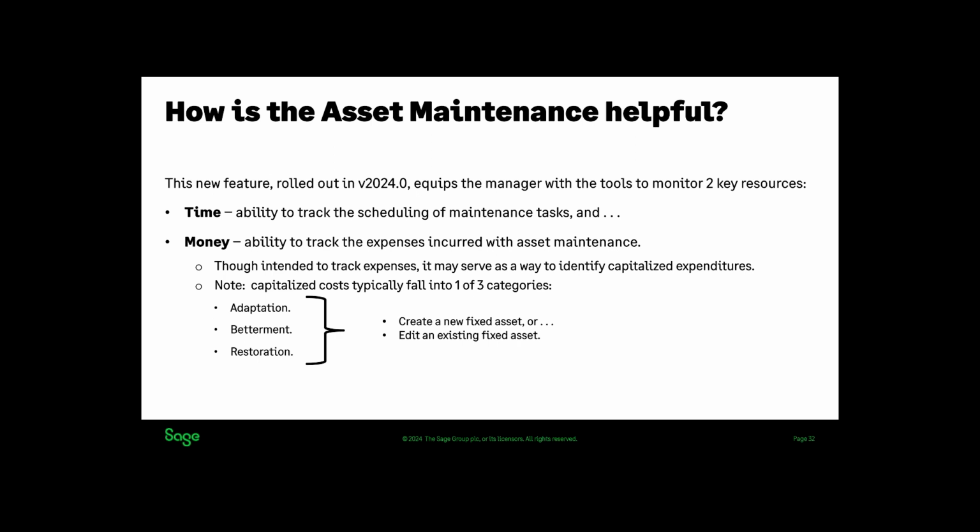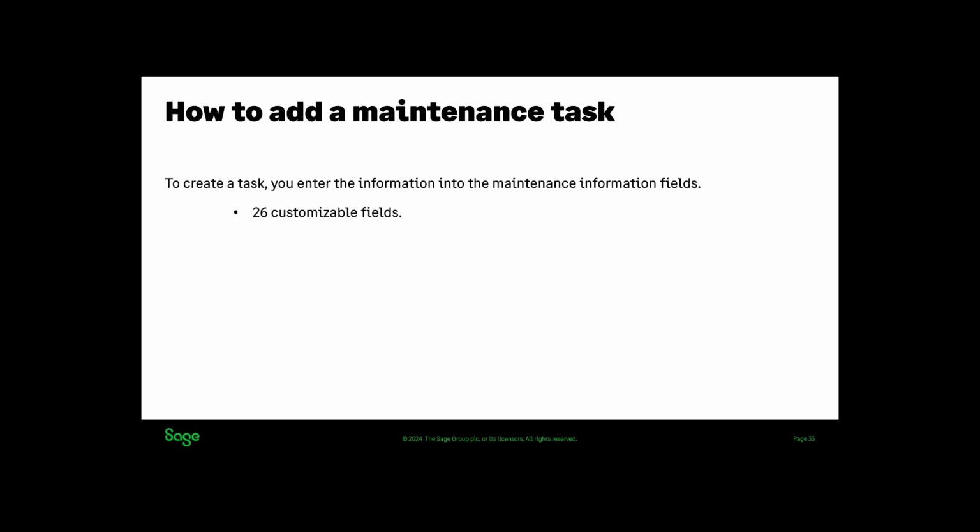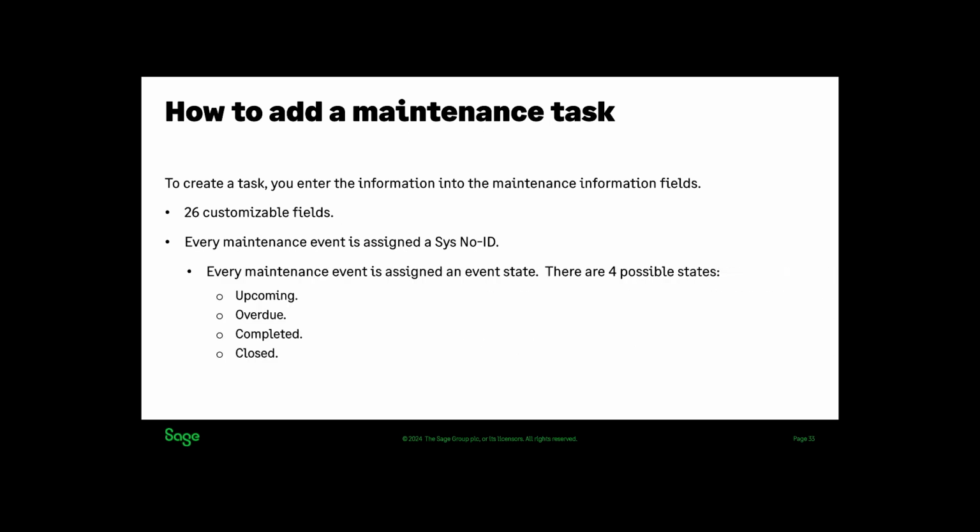So let's talk about how you add a maintenance event. And what we've done here is we've given you 26 fields that you can customize. And then every time you create a maintenance event, it's going to be assigned a unique number. And that number is going to be composed of the system number for that fixed asset plus an extension number. So each one has got a unique number. Every maintenance event will be assigned an event state, and there are 4 possible states, as you can see here on the slide: upcoming, overdue, completed, and closed.